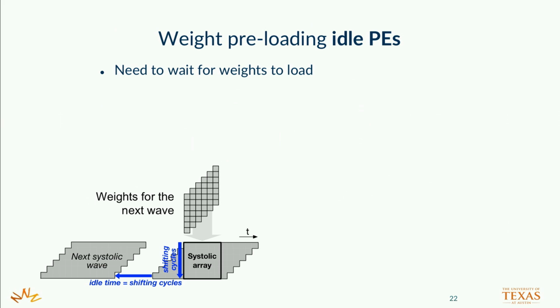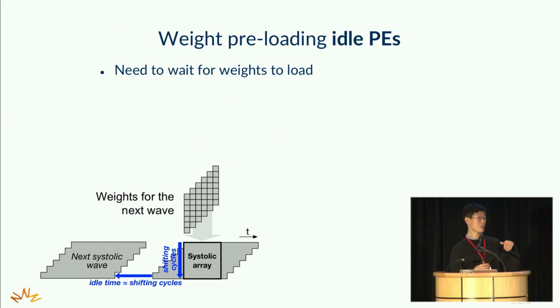And then I told you that we use weight stationary data flow for the forward propagation in the case. But it seems like it actually causes idling of many processing elements because it requires preloading matching weights for each systolic wave. As the figure here shows, the waves coming from the top to the systolic array are actually matching weights for the following systolic wave, but it can only shift them into the systolic array after the current systolic wave finishes its operation.